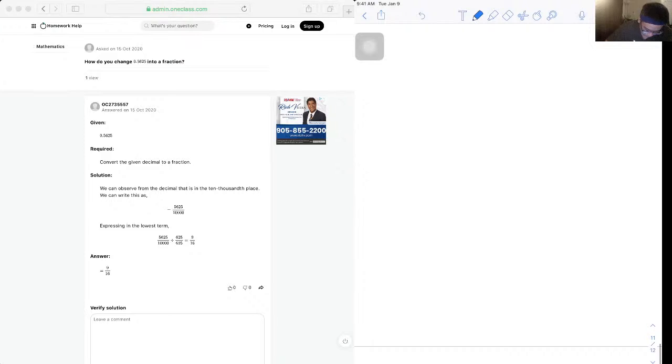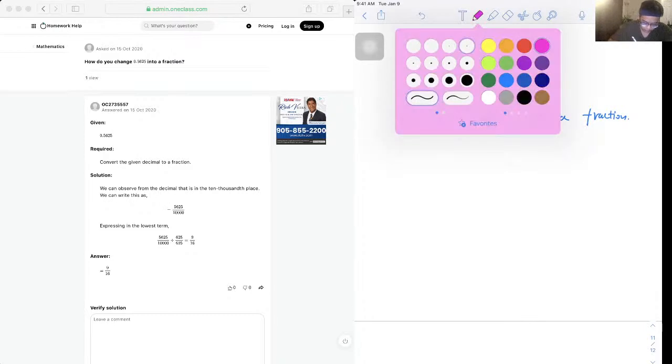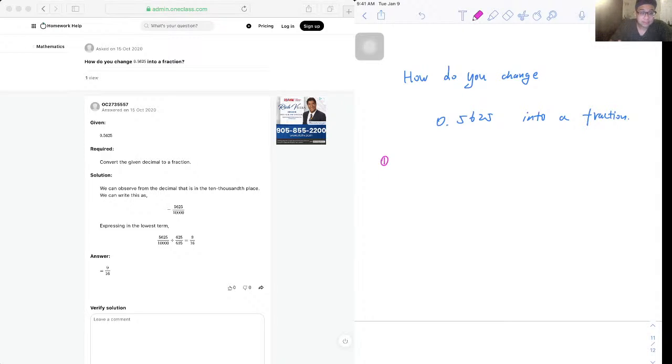It's asking us, how do you change this 0.5625 into a fraction? Okay. So our first step, we observe from the decimal that it is at the 10,000th place. So we can rewrite this. So first rewrite 5625 over 10,000.